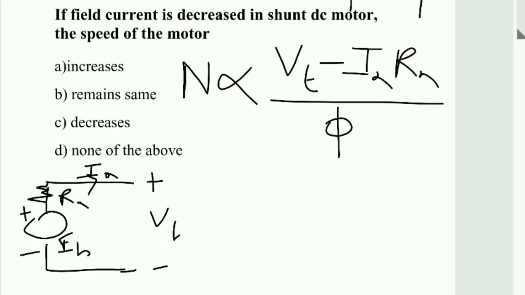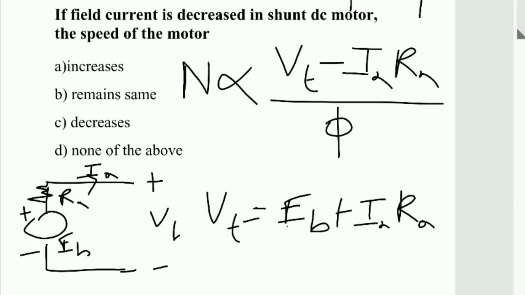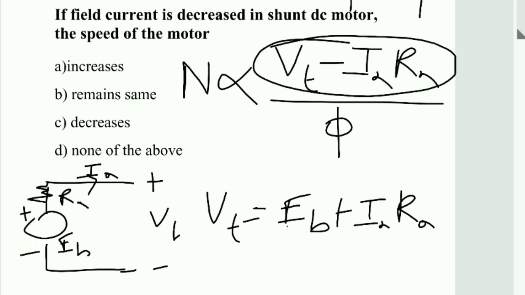So VT equals EB plus IRA, we are getting through KVL, so we can write EB equals VT minus IRA, right? Okay, so अगर VT minus IRA ये टर्म जो बैक EMF वाला टर्म है वो कांस्टेंट हो जाएगा तो N varies as 1 by phi, मतलब inversely proportional to flux.